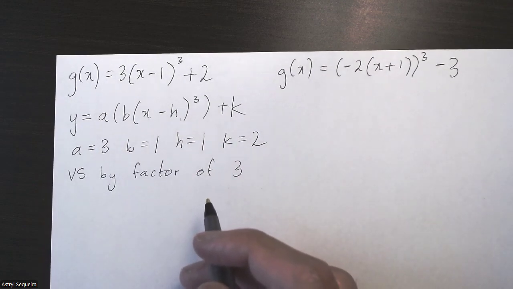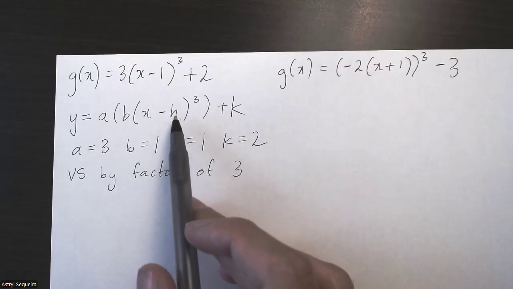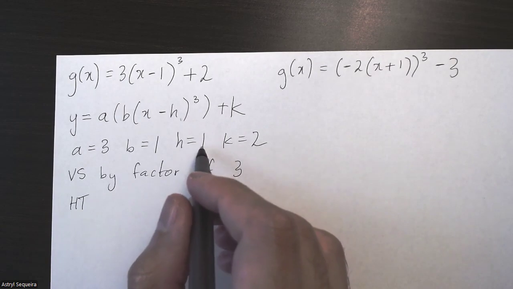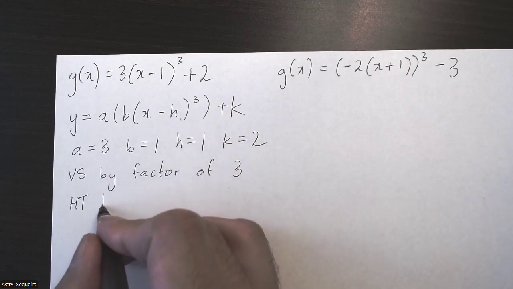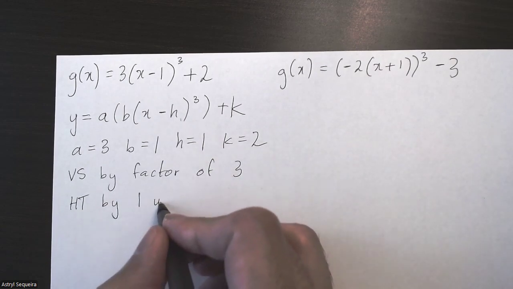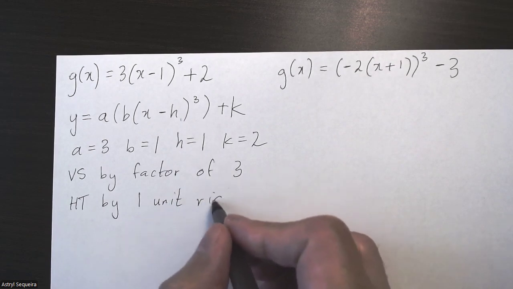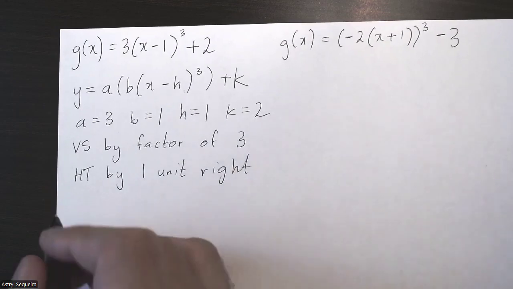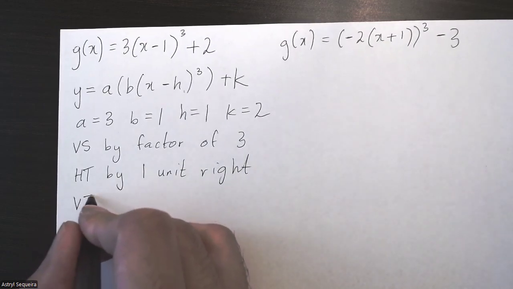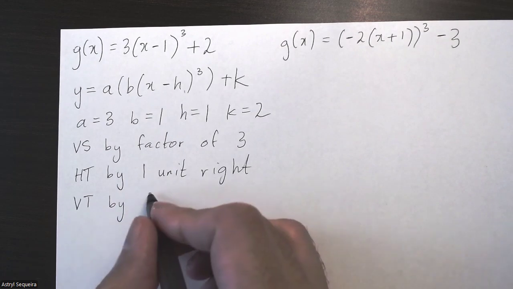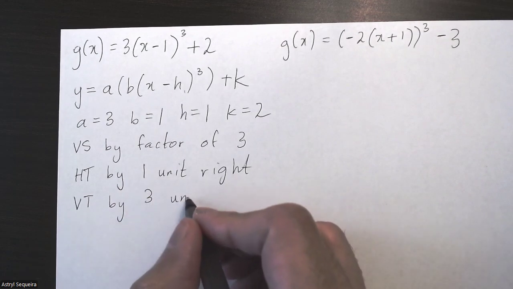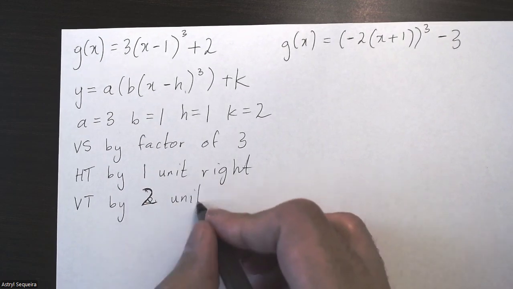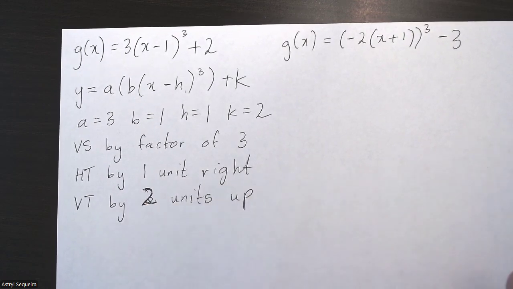That's horizontal compression or stretch. H is a horizontal translation, and if it's positive, it means I'm going to the right. So by 1 unit right. Then K is up or down. Since it's positive, it means it's going up. So vertical translation by 3 units. Oh, sorry, 2 units up.